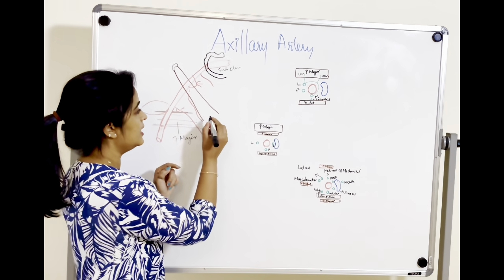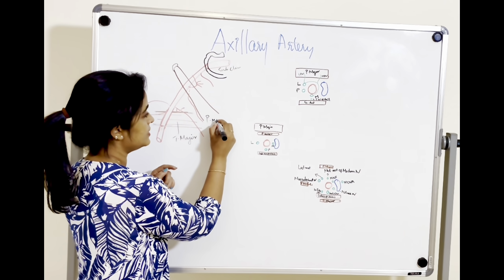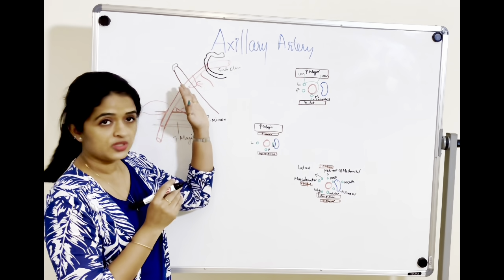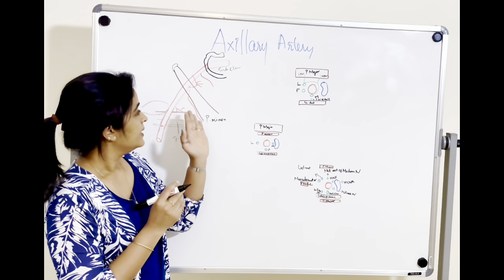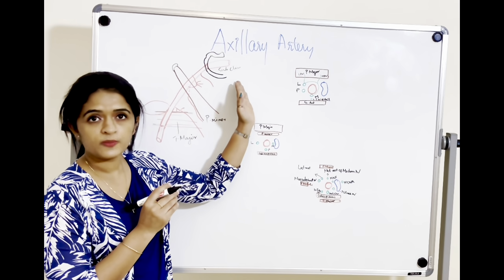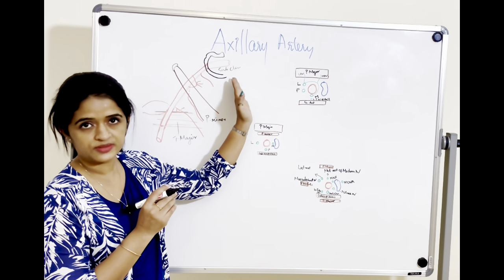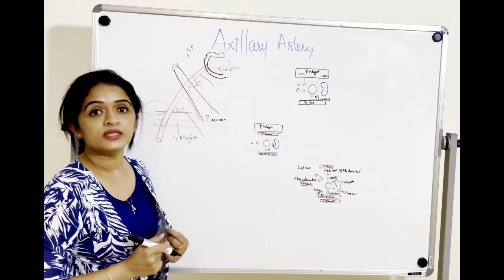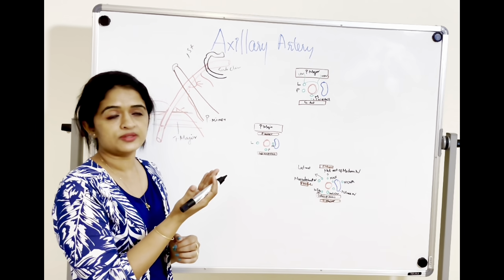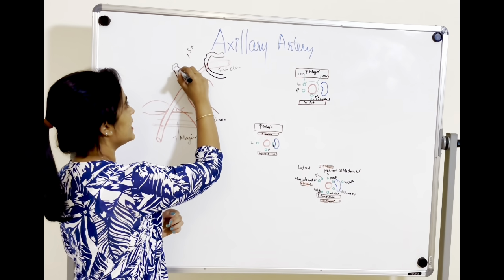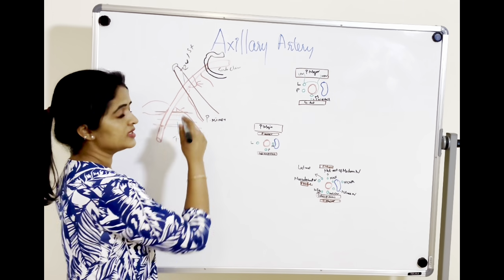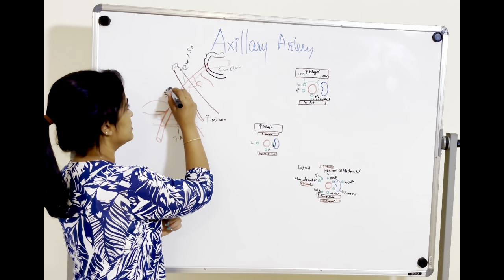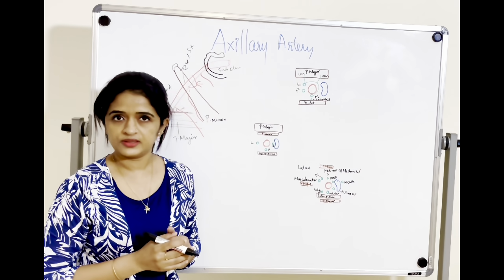Now we know it is divided into three parts by a muscle lying over it, known as pectoralis minor. Due to the presence of pectoralis minor, the segment above pectoralis minor is known as the first part of the axillary artery. The part lying beneath the pectoralis minor is the second part, and the part below the pectoralis minor is the third part. So these are the three parts of the axillary artery.